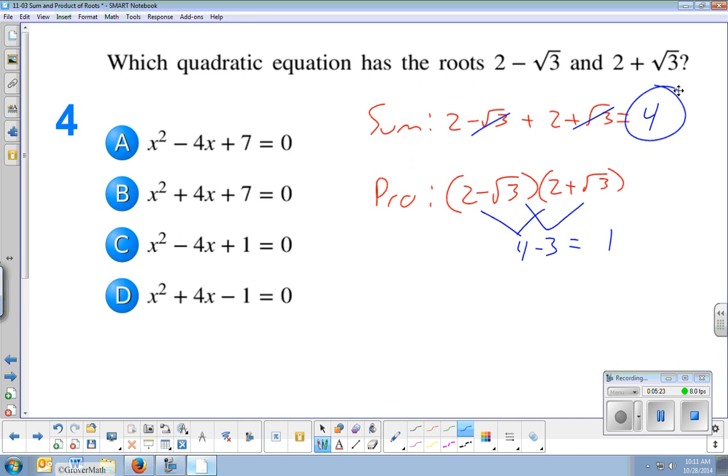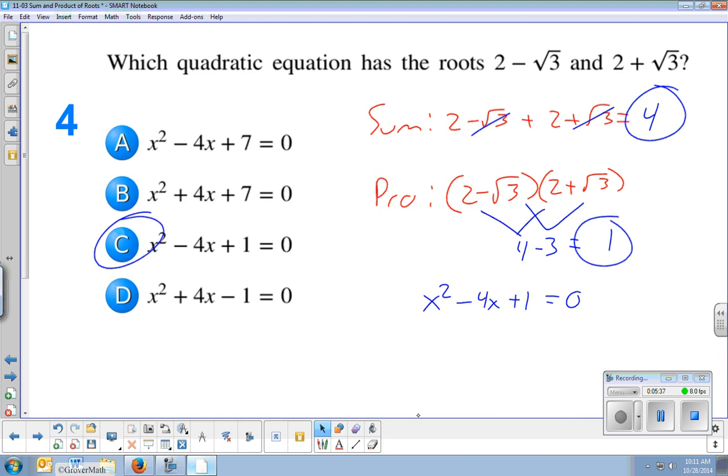So you get a sum of 4, a product of 1. That's going to be x squared minus the sum, so minus 4x, plus the product, plus 1, equals 0. x squared minus 4x plus 1 equals 0. That's it. So to get the equation from the roots, you do the sum of the roots, which means add, and you do the product of the roots, which means multiply, and then you plug it into the x squared minus some x plus the product.